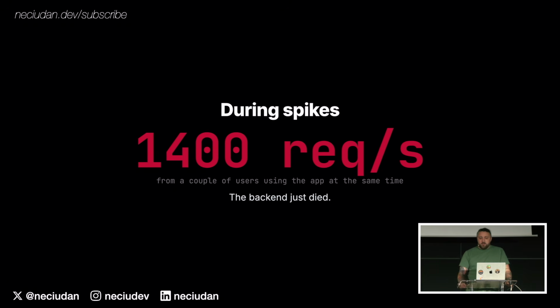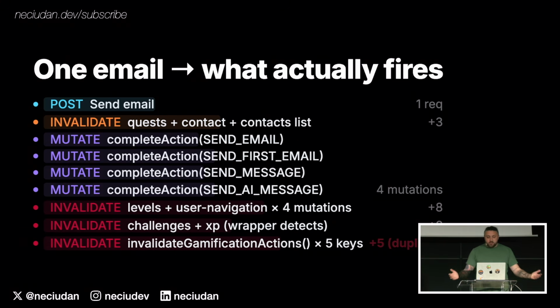Eventually, we noticed one metric that stood out. We had 1,400 requests per second on average when this spike was happening. So what was happening? First, the user did a normal app action, like sending an email. The email gets sent, that's one request. Then we invalidated the first degree queries, like the email sent on the page, the contact list, the contact itself, what the user was seeing, so the user sees fresh data regarding the emails. Those were 3, 4, or 5 queries that were invalidated.